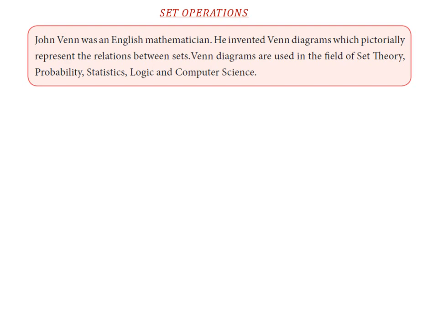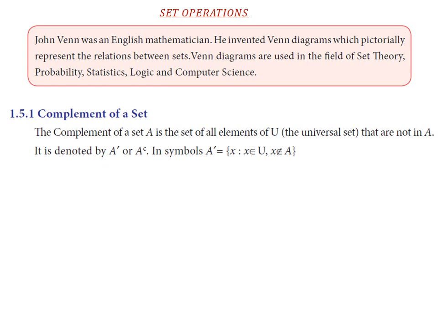In set operations we are going to see first the complement of a set. The complement of a set A is the set of all elements of U that are not in A. It is denoted by A dash or A complement. In symbols, A dash is equal to the set of all x such that x belongs to U but x does not belong to A.